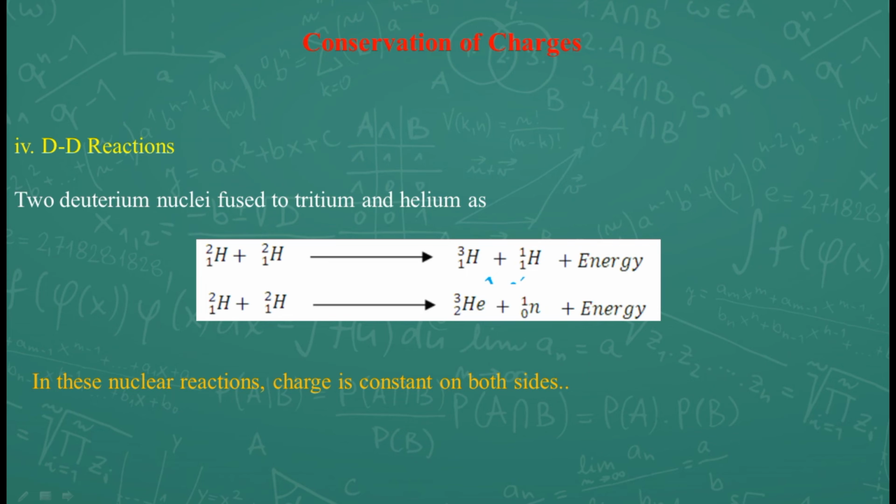So next, the DD reaction. If you take two deuteron nuclei, they fuse into tritium and helium. This is the reaction for the DD reaction. So in this case also the charge is constant on both sides. This is the conservation of charge, and these are some of the examples we discussed.